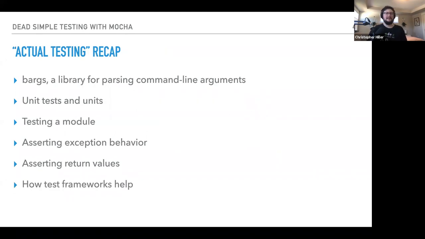So let's talk about what we've done in this actual testing section. So we've talked about bargs, which is a library for parsing command line arguments. We've learned what a unit test is, and we've learned what a unit is, which is generally a function. We've learned how to test a module. So we have a test file, we've pulled in our module bargs, and we've run some tests against it. We've learned how to use the assert module built into Node to test exceptions, the behavior of our parse function, and how it throws some exceptions. We've learned how to assert the return values for a given input from parse. And we've learned how this can kind of snowball a bit, and this is how something like Mocha could help.